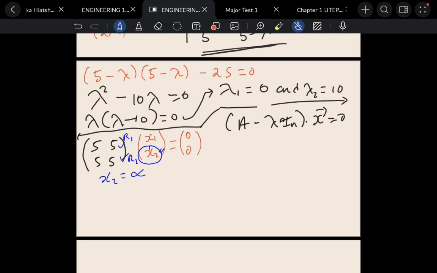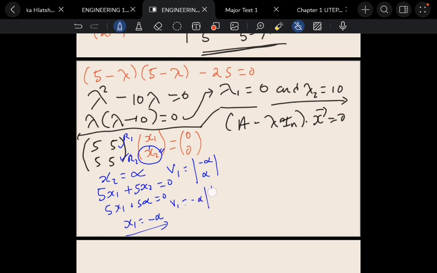And then to solve for x1, we need to write the top equation. So we are going to have 5x1 plus 5x2 is equal to 0. But we know that x2 is alpha, so I'm going to have 5x1 plus 5 alpha is equal to 0, and then x1 is actually negative alpha. Right, x1 is negative alpha, so v1 is negative alpha and alpha, and then your v1, taking out negative alpha, is equal to 1, negative 1.